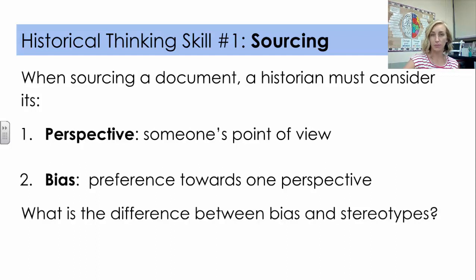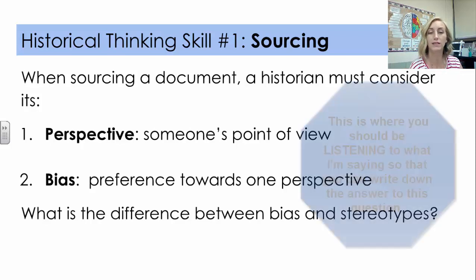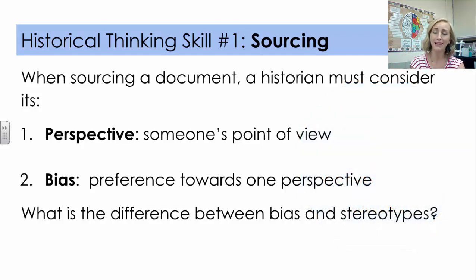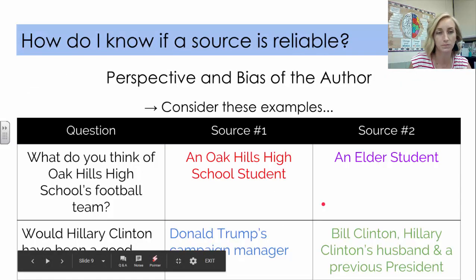So this might be a little bit tricky for some of you in that what is the difference between bias and stereotypes? And you've probably had more experience with stereotypes. In that stereotypes are kind of a preconceived notion or idea, assumption about a group of people. And a lot of times that's a rather negative connotation towards that group of people, whereas a bias is a preference towards one perspective, a preference towards one side of an issue, and then that kind of guides their decision making when it comes to looking at sources and what's reliable even.